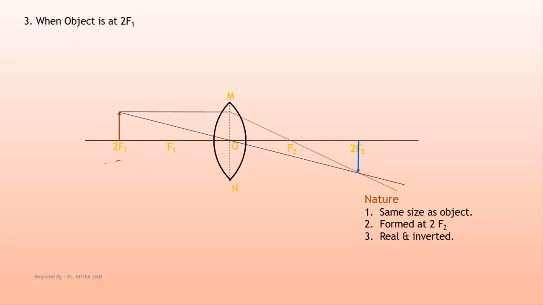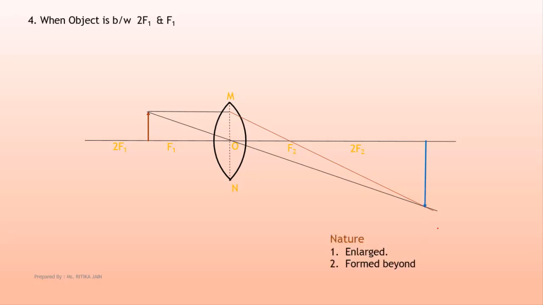Basically, these 2f1 and 2f2 are known as center of curvature. A beautiful question can be asked based on this. What is the minimum distance between object and image in case of convex lens? Minimum distance will be 4f. How? This distance f, f, f, f. So 4 times f. Okay. But the answer for the same question in case of concave mirror is 0.